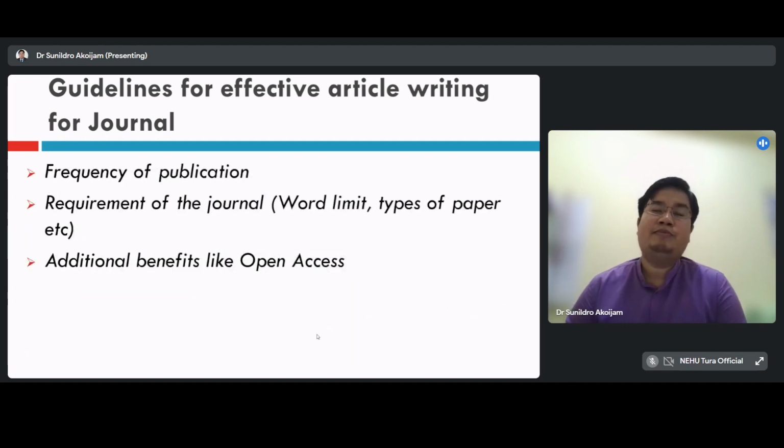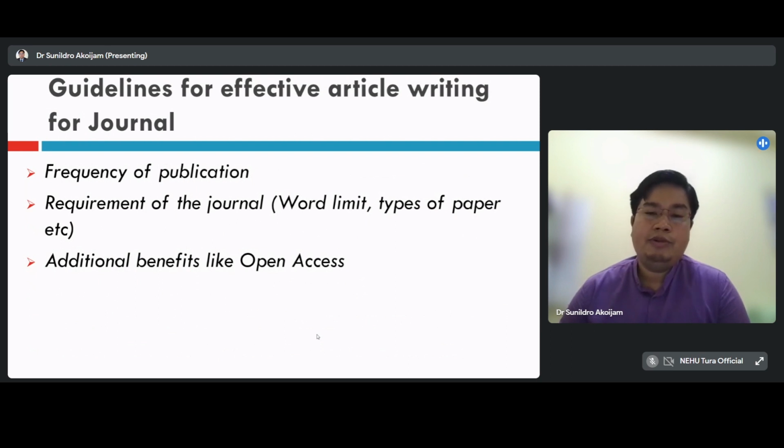And then frequency of publication, another very important thing which is relevant particularly in the Indian context, wherein we want our paper to be published faster. So maybe you can check the frequency, whether it is published monthly, bi-monthly, quarterly, half yearly, or maybe once a year. So accordingly you can decide also. Then requirement of the journal.